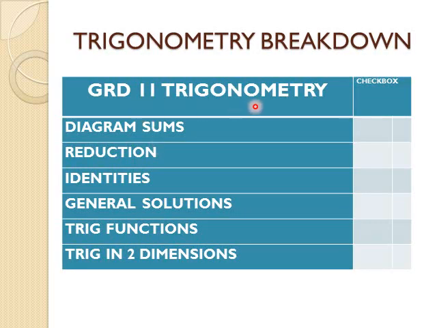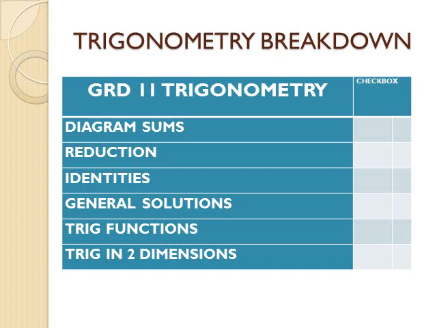Now, in grade 11 trigonometry, you must be able to, I call it trig diagrams, people say diagram sums. Right, we need to know how to solve all 5 variations. We have reduction, then we're going to have 2 identities, general solution, then trig functions, and trigonometry in 2 dimensions. That's basically what we need to understand. Right, and there's a couple of variations. General solution can go up to 8 variations or different ways we test it.